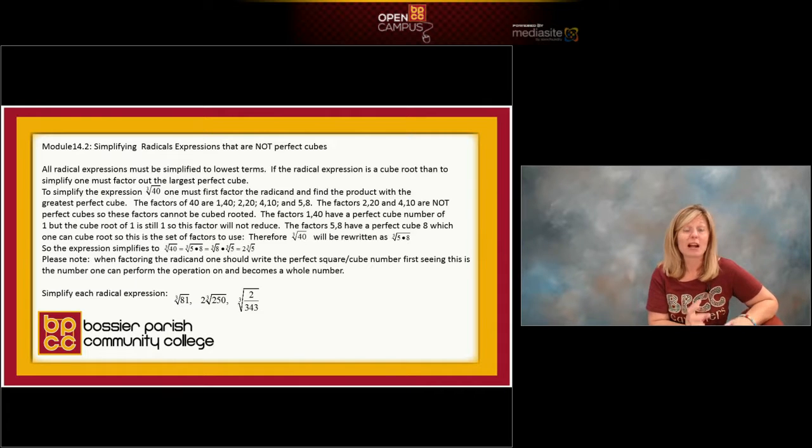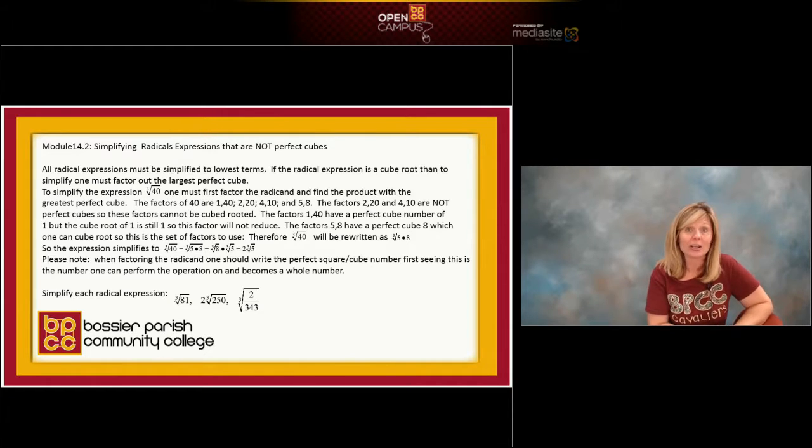What we're left with are the factors 1 and 40 and 5 and 8. Again, 1 is a perfect cube number. You could cube root 1, but you'll still get 1. So the factor 1 never helps you simplify. So we'll throw that set of factors out. That leaves you with the 5 and the 8. Which one of those numbers is the perfect cube?